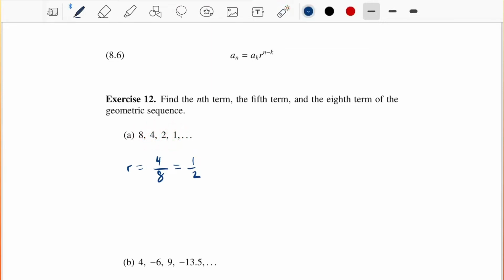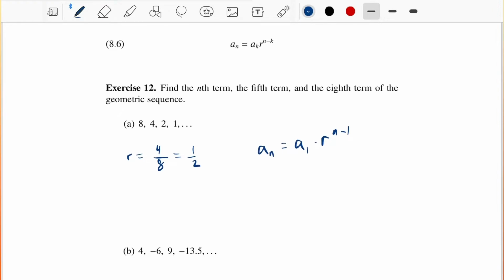So now we can use our formula for the nth term to find the nth term. So the first term of the sequence is 8. The common ratio is 1/2, to the n minus 1. And so that is a formula for the nth term. All right, now to find the fifth term, we simply plug in 5 for n.